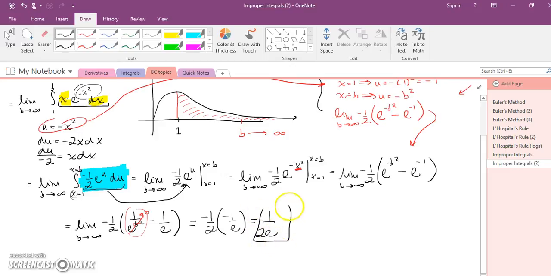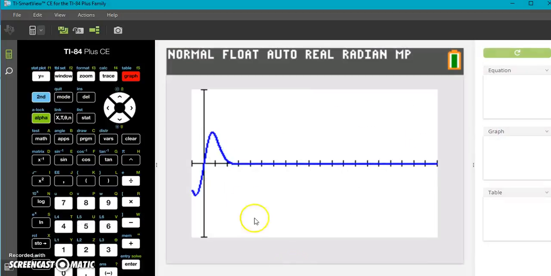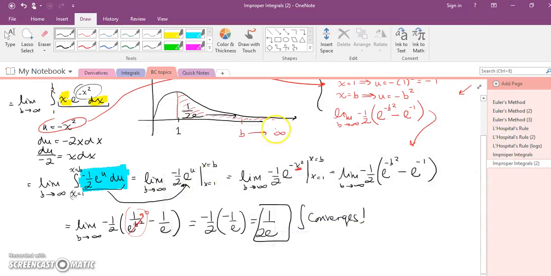The limit exists, the integral converges, and the area under the curve from 1 all the way to infinity is 1 over 2e. So this happens to decrease fast enough, which you can kind of see when you look at this. It decreases very quickly. So that's why the area is finite.